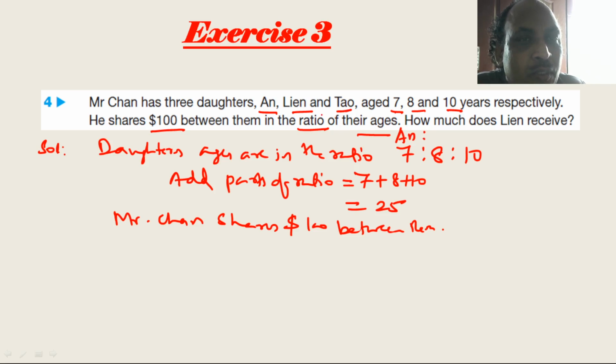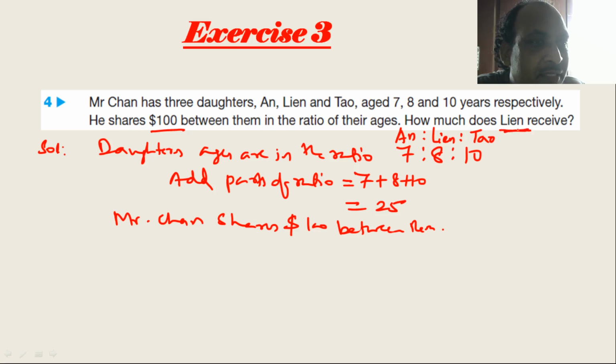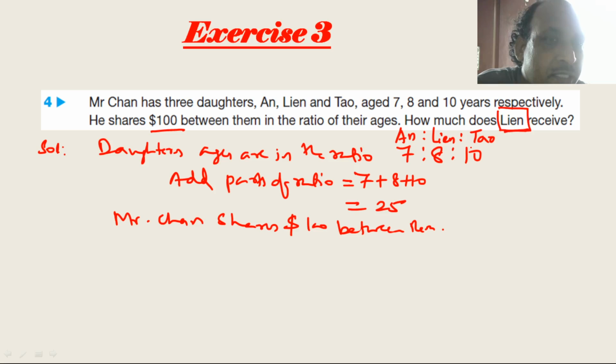Anne is to, and Lian is 8 is to Tao. So in this question, we are being asked to find out only for Lian how much she will be getting from the share of that $100, how much amount she will get. In this question, it is not being asked for each and every one, for Anne, for Tao also. So no need to find out. Only what we will be doing, we will be going for finding out only for Lian's share. That will be utilizing 8.